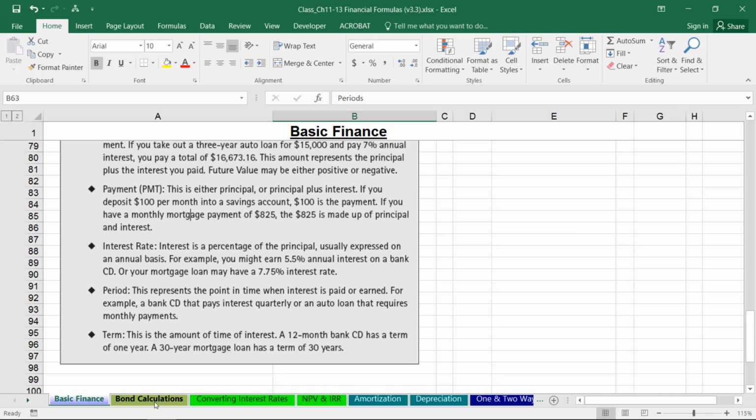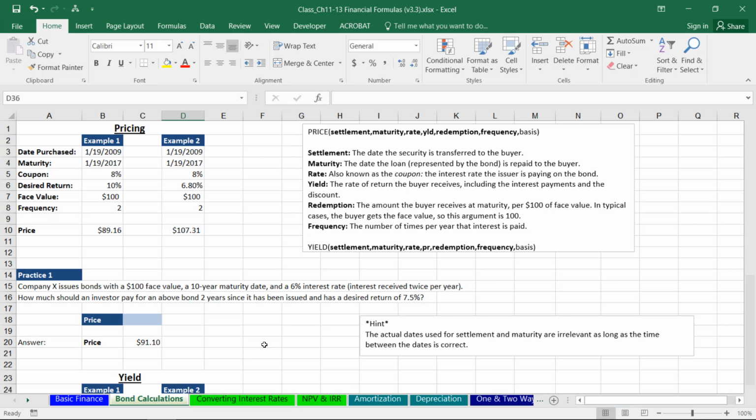Let's move to bond calculations. This is probably newer to most of you, although our finance students have spent some time with this. Let's talk about bonds. First, let's read through these definitions.